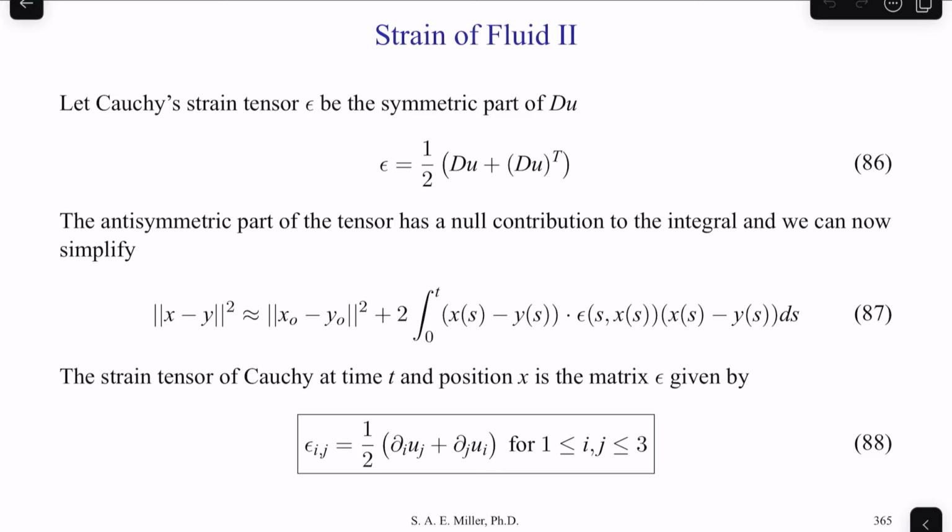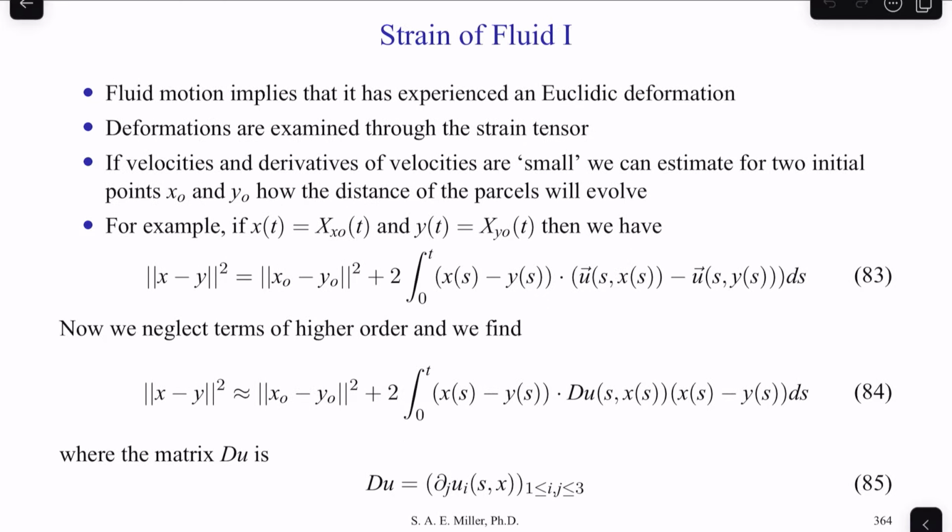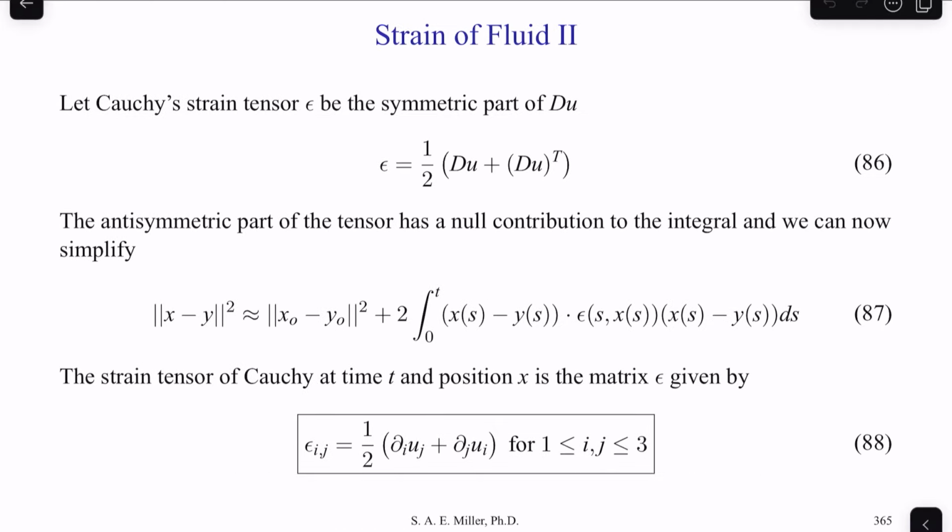Now we can define the Cauchy strain tensor epsilon. And it'll be the symmetric part of Du, and you'll see why that is in a second. We'll say it's 1/2 of Du plus the transpose of Du. The antisymmetric part of this tensor has to have a null contribution, and therefore the integral can be simplified. So 84 will become 87.